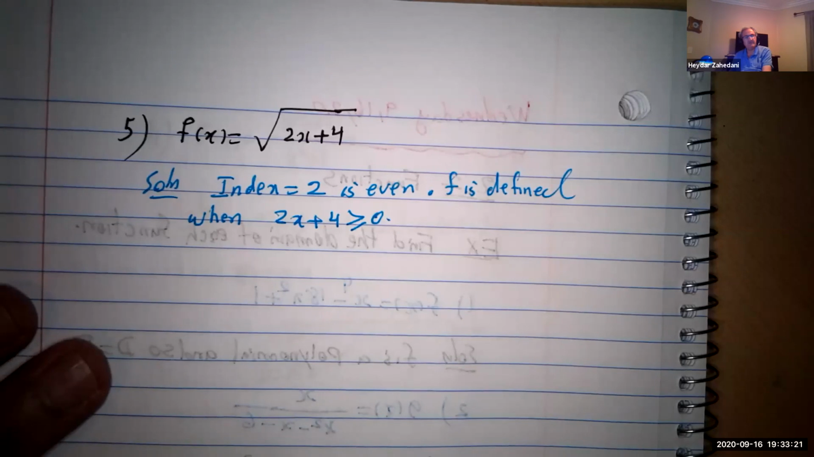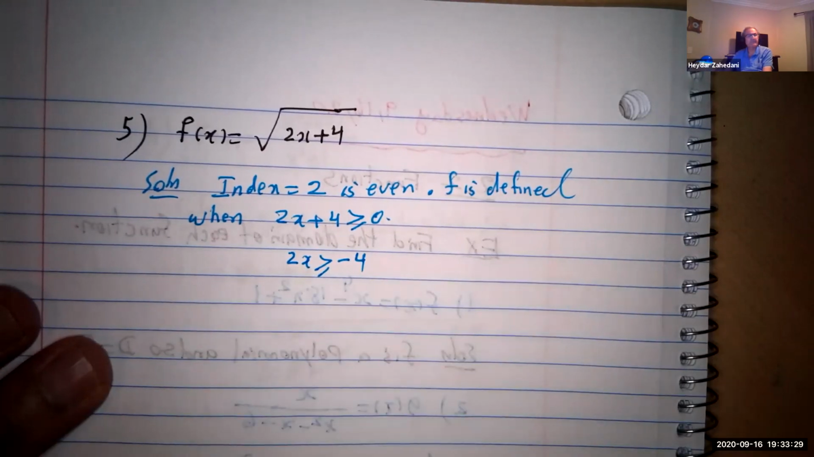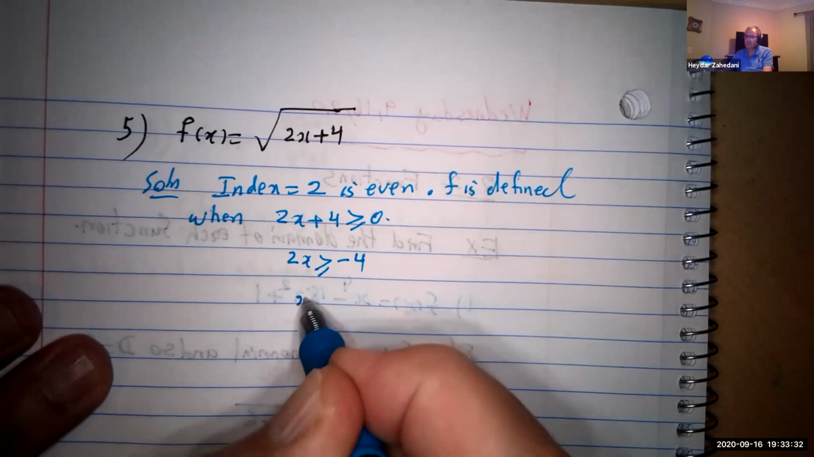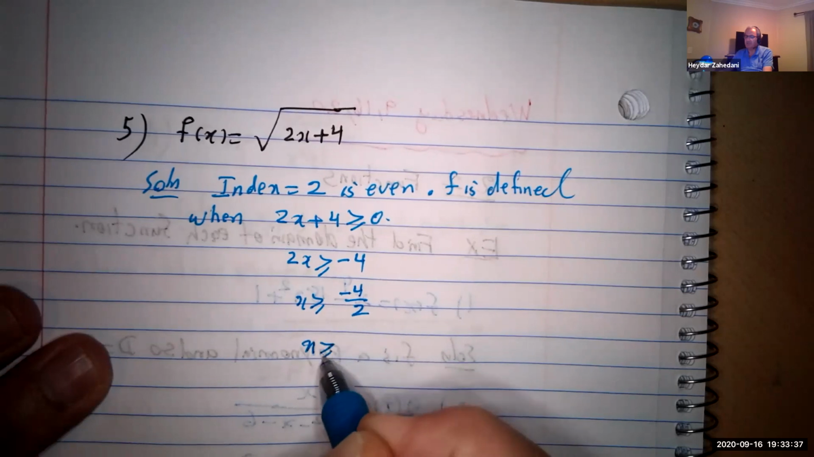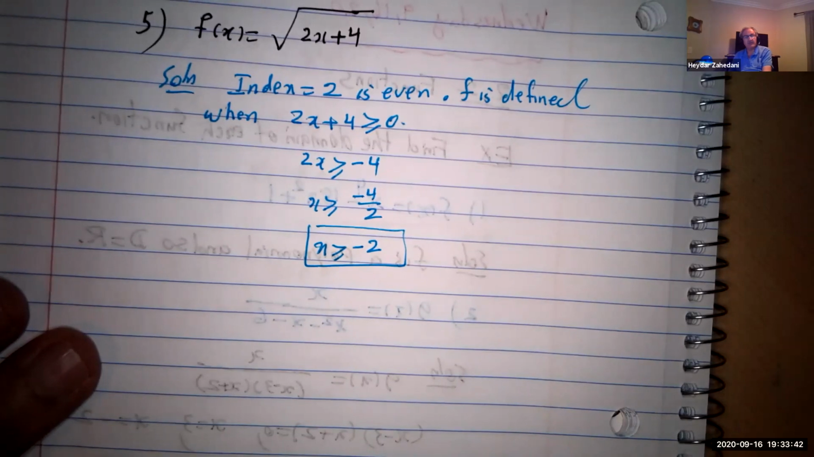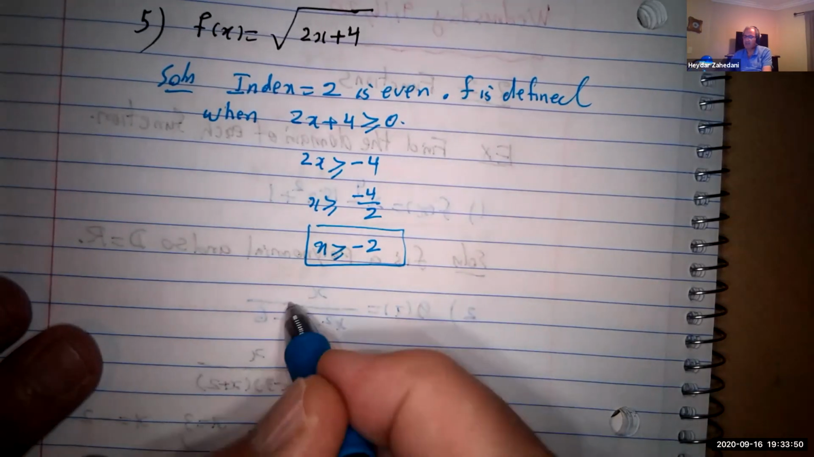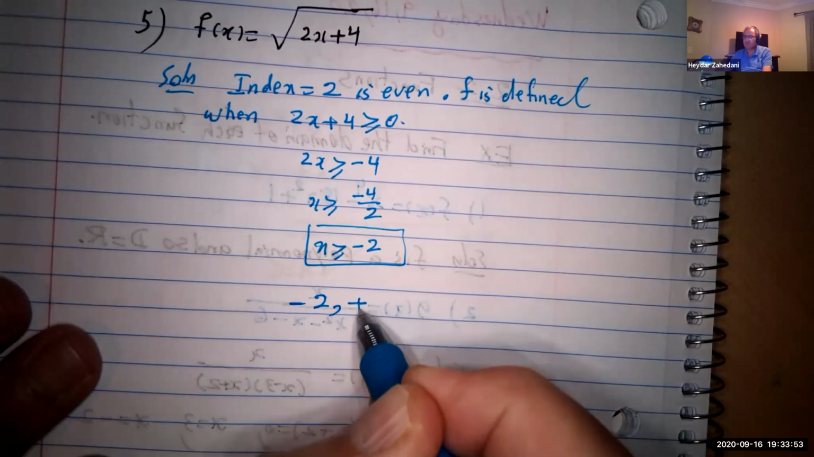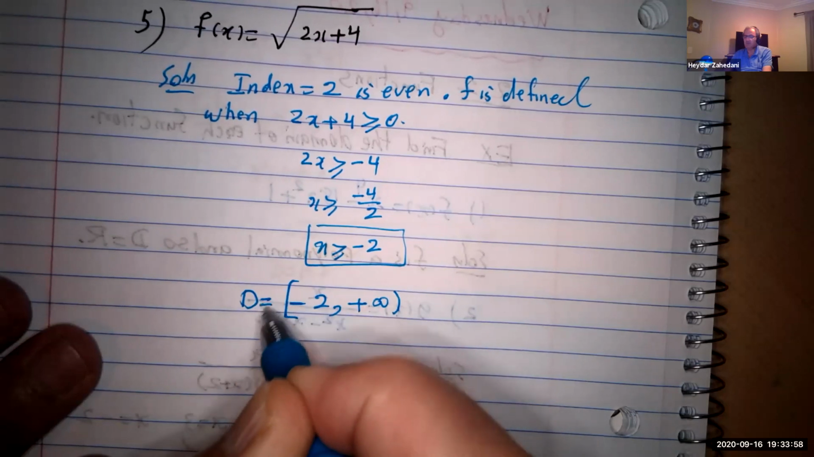So you have to guarantee that this number is never negative. To guarantee it, you have to solve this inequality. Move the 4 to the other side. That gives you negative 4. Divided by 2, so x is greater than or equal to negative 4 over 2, so x is greater than or equal to negative 2. That forms the domain of your function. But you have to give us interval notation: negative 2 up to positive infinity, closed, open. This is the domain of your function.